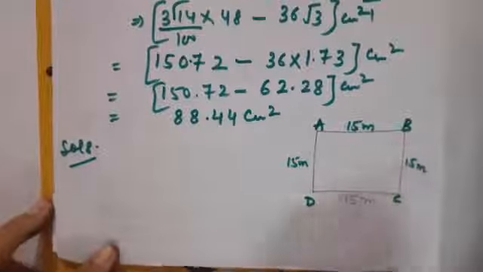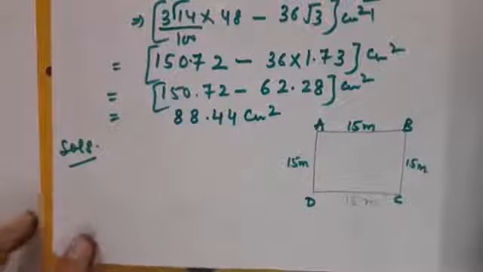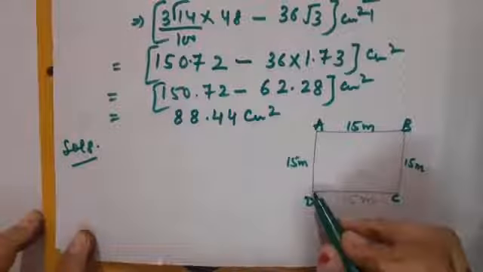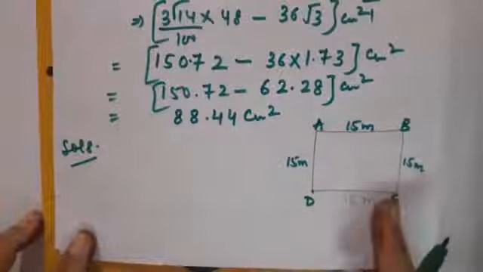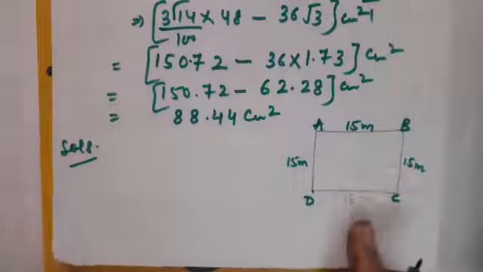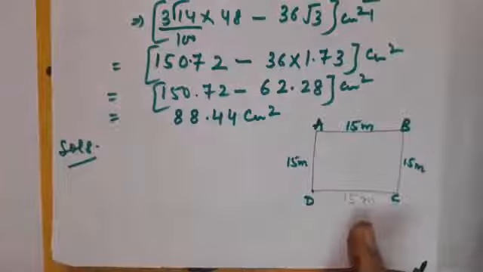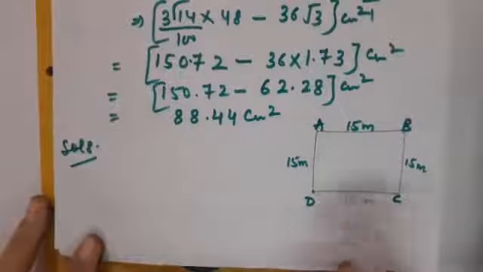So there is a horse which is just tied to a peg at a corner. I am going to consider this corner where the horse is tied, of a square field of side 15 meter. The side of the square is given as 15 meter, and the horse is tied by means of a 5 meter long rope.